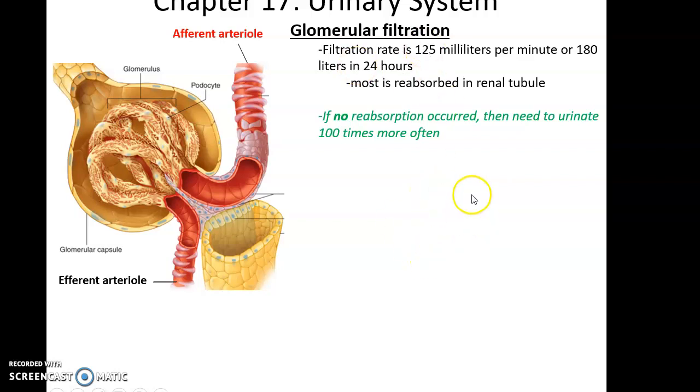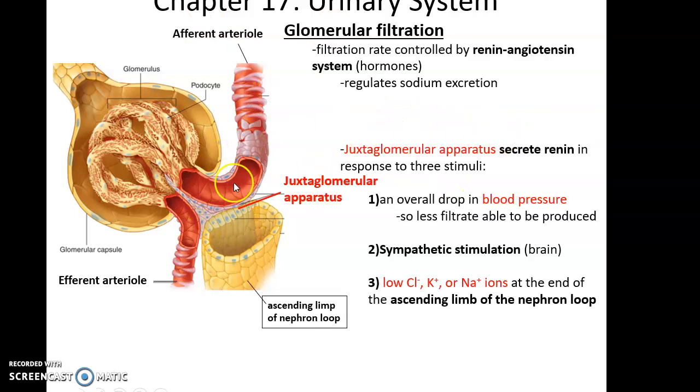All right, so filtration is about 180 liters a day. Most of that fluid gets reabsorbed by the renal tubule, which is awesome because if reabsorption didn't occur, then we'd have to urinate 100 times more often than we currently do, and that would suck. Again, what is controlling these processes of regulating the amount of filtrate leaving includes the juxtaglomular apparatus. The juxtaglomular apparatus is controlling the blood pressure of the glomerulus, controlling the production of filtrate. And there are various things that help to regulate the activity of the juxtaglomular apparatus.